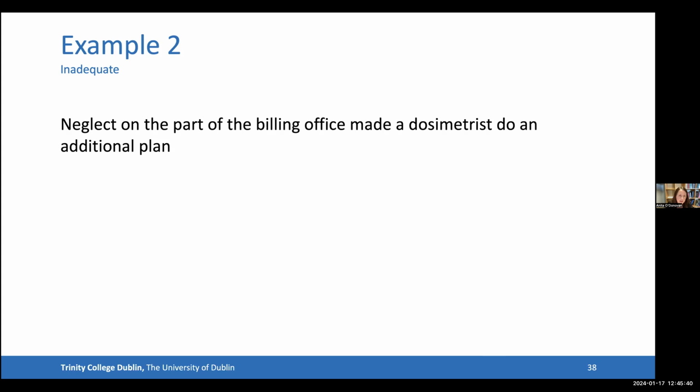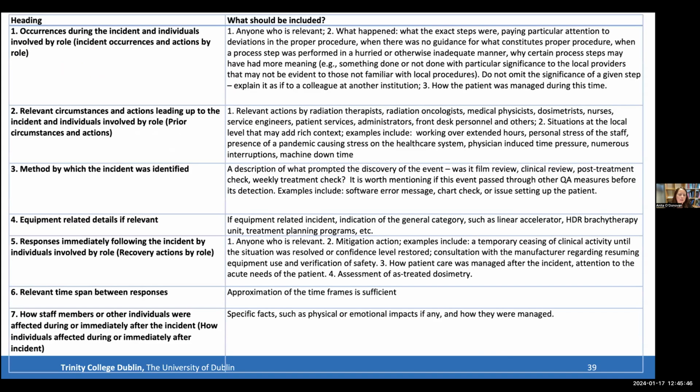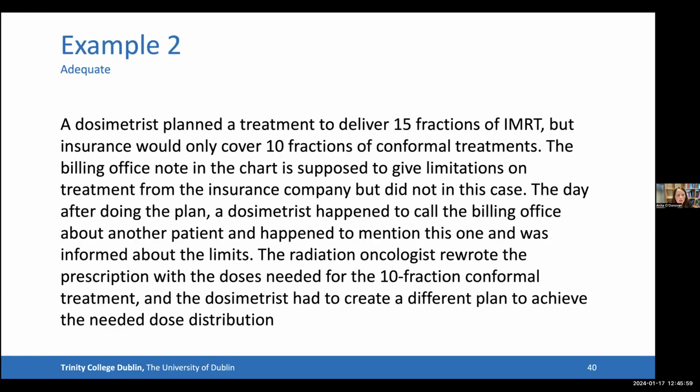So this is a near miss. It's neglect on the part of the billing office that made a dosimetrist do an additional plan. In terms of what's included there, equipment related details are not applicable in this particular case. And there was some information on the immediate impact on staff members in terms of what they had to do.